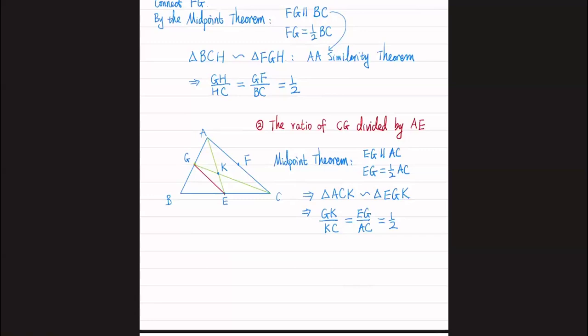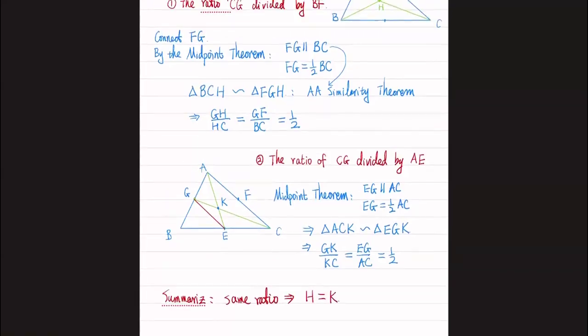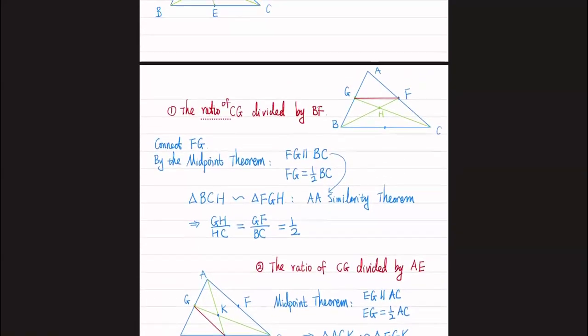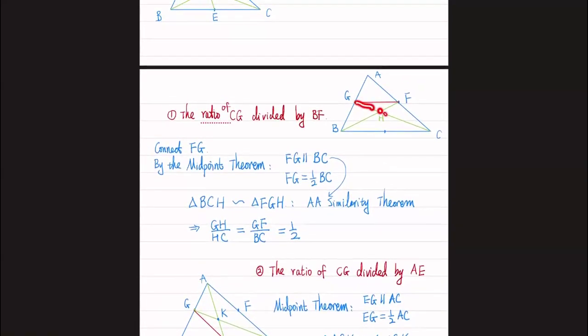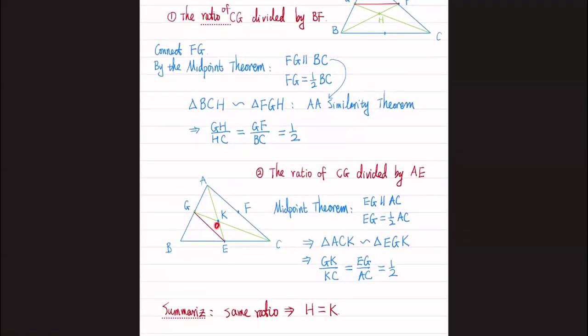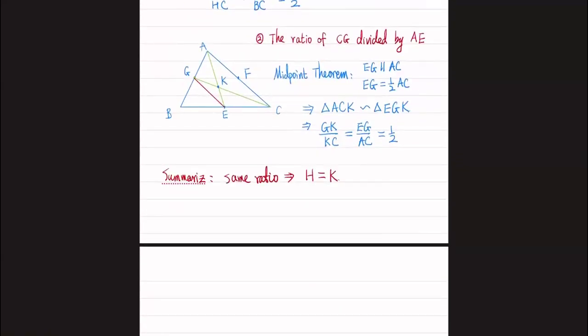So now we conclude. Same ratio implies the two intersection points are the same. Because H divided this into 1/2, and K divided the same segment into the same ratio, H and K must be the same. Then the three medians are concurrent.